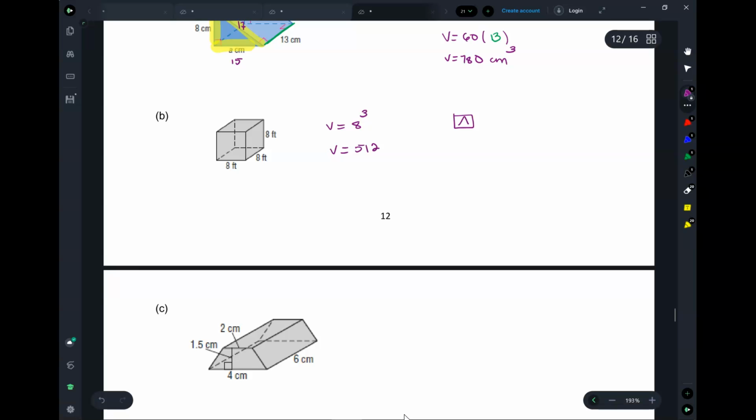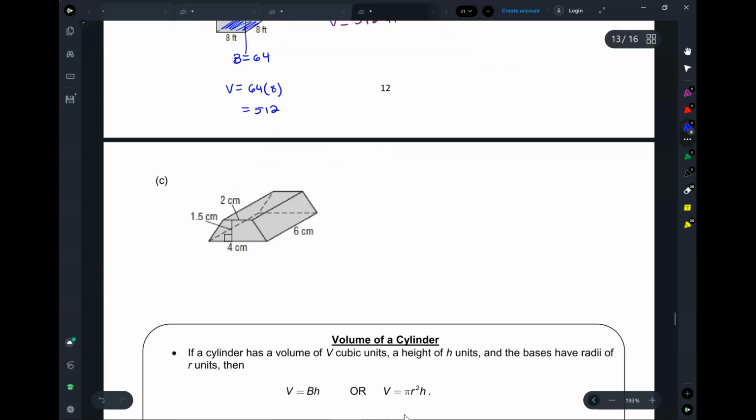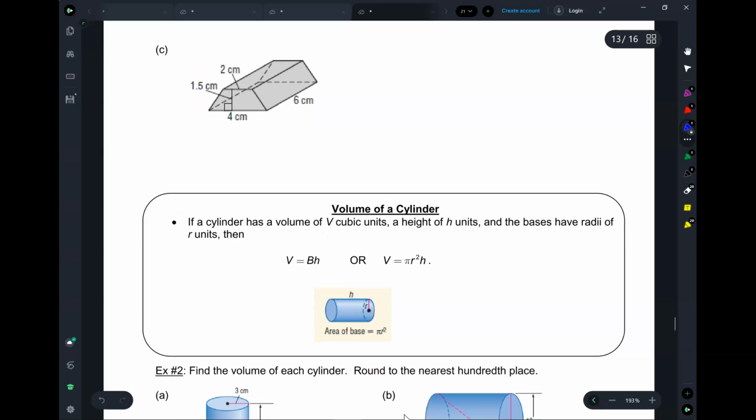I think you should have gotten 512 cubic feet. Now, if you wanted to do it the other way, base area is 64, and then volume would have been 64 times 8, still 512. All right. Here, what shape is the base? Trapezoid. So let's find the area of the base then.